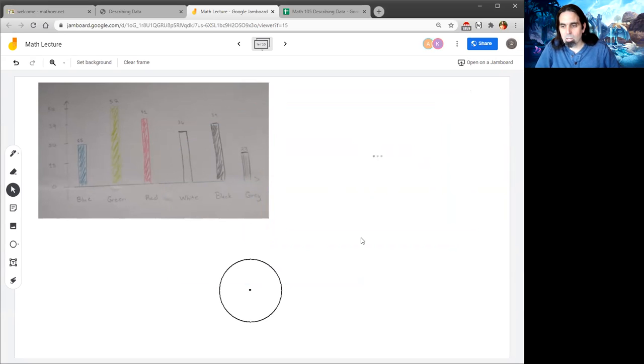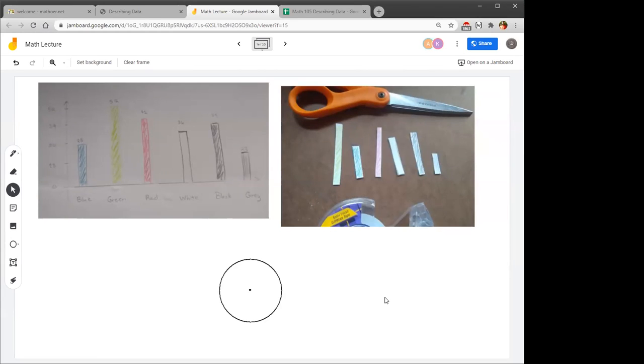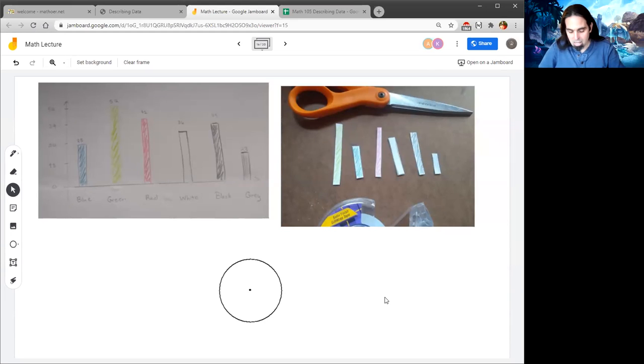Okay, has everyone cut out your bars? Yes. Your next step is to take your bars and tape them end to end like you're making a train or a caterpillar or whatever you want to call it. Make one long train out of your bars.